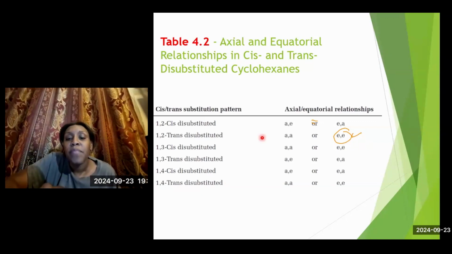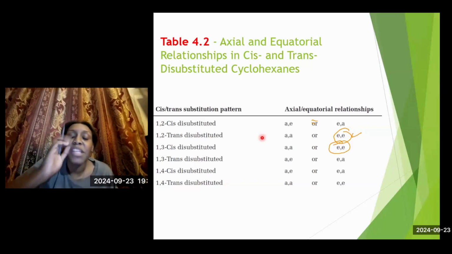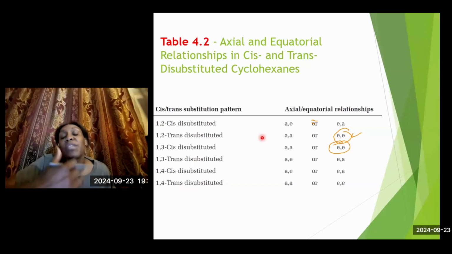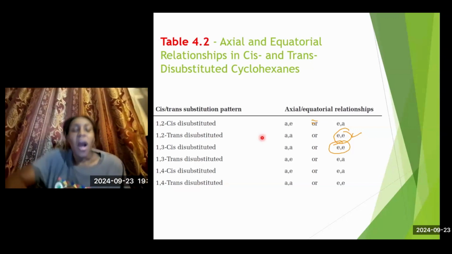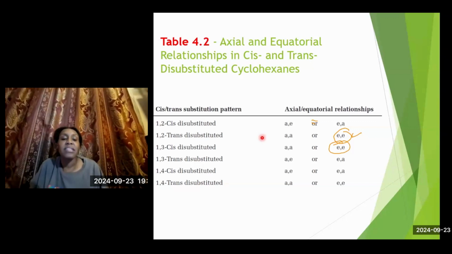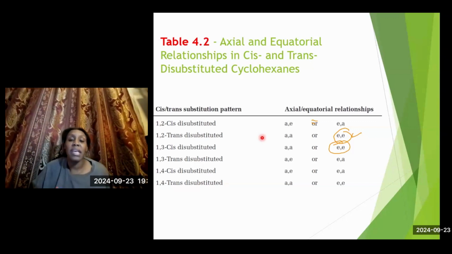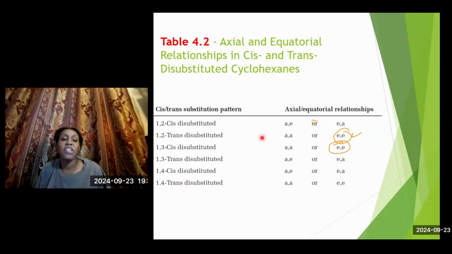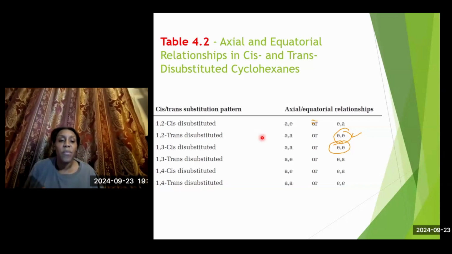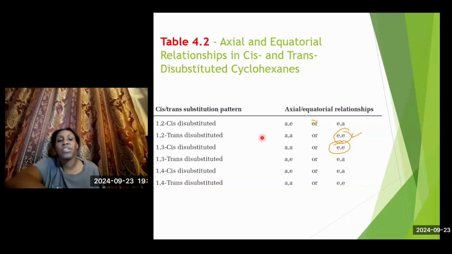With the 1,3, the diequatorial is going to be favored when it's cis. However, with 1,3 trans, if they're the same substituent, they're going to be equal. If they're different substituents, the largest substituent with the most strain is going to want to be in the equatorial position. And you see that same pattern with the 1,4 as with the 1,2. The way to remember it is that with the 1,2 and the 1,4, you have to look at the largest group. However, when it's a 1,3, the cis is either going to be axial-axial or equatorial-equatorial, and it's going to favor that.